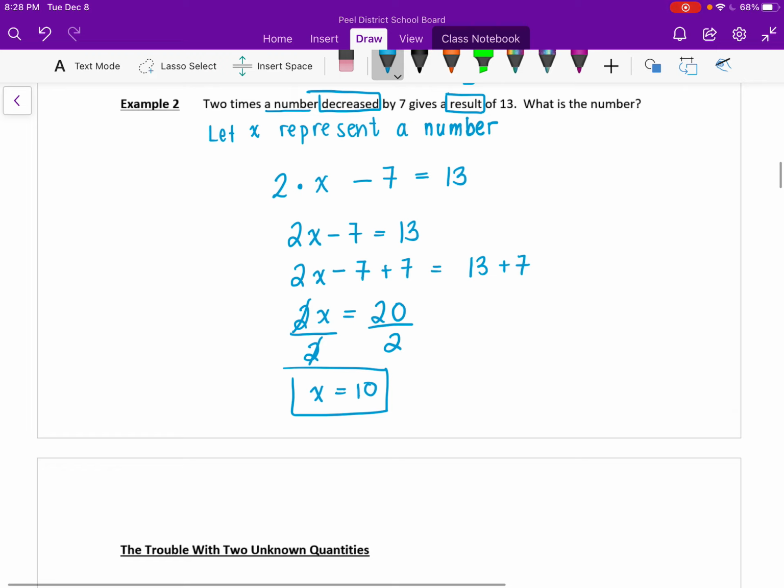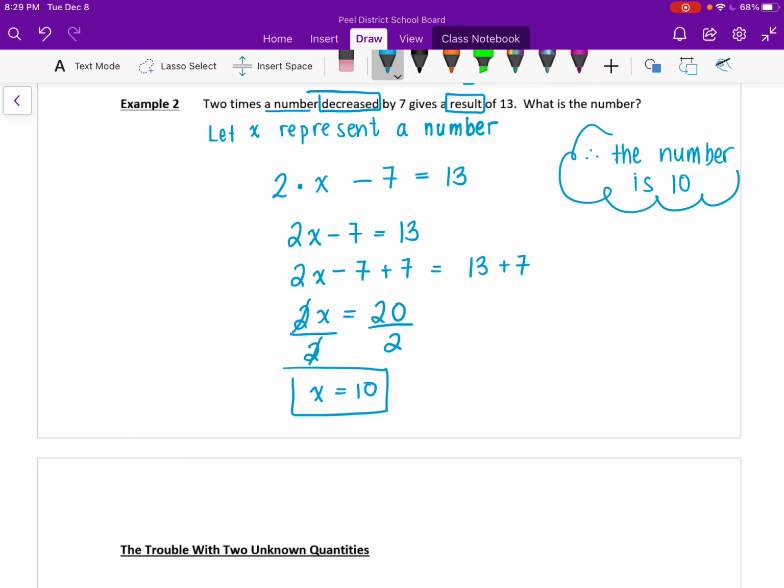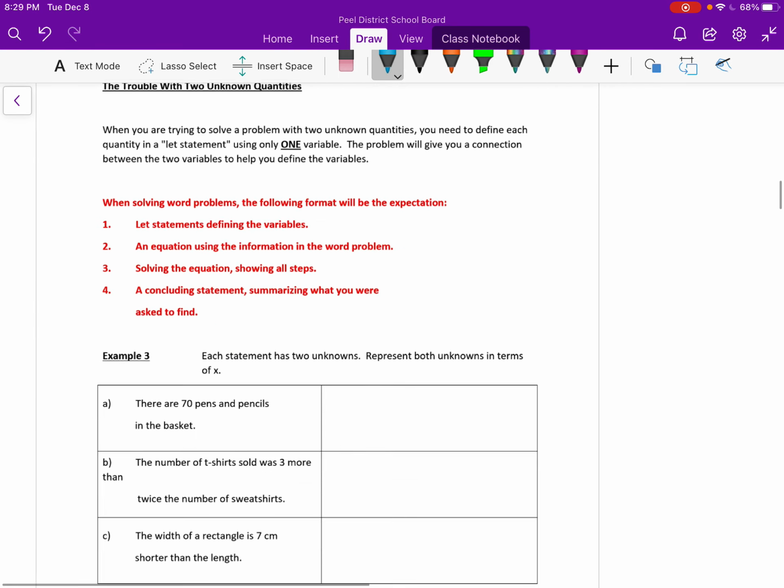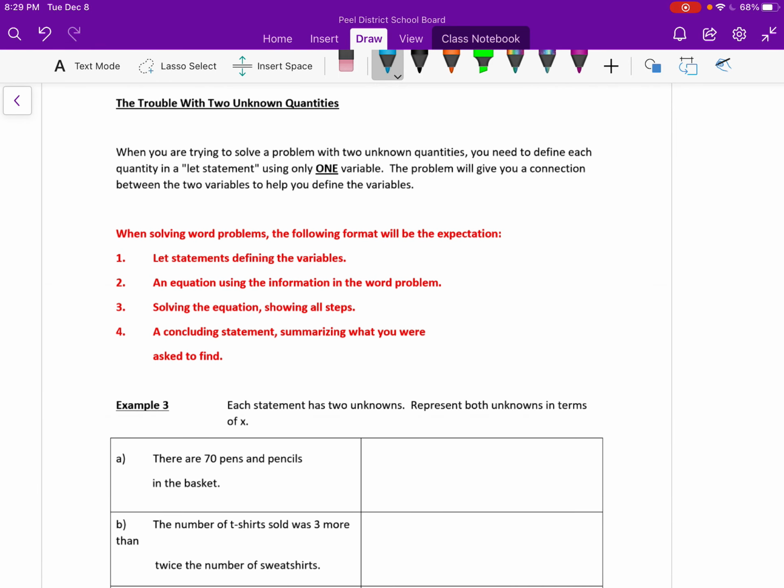So the number, and you're always going to write it there for a statement, the number is 10. And the 3 dots just represent therefore. So you don't have to actually write out therefore, because I'm a little bit lazy like that.